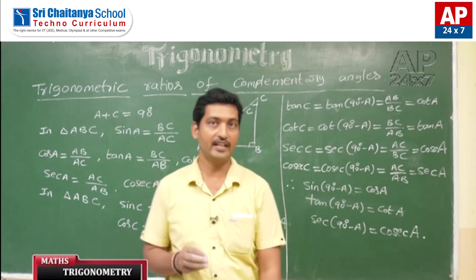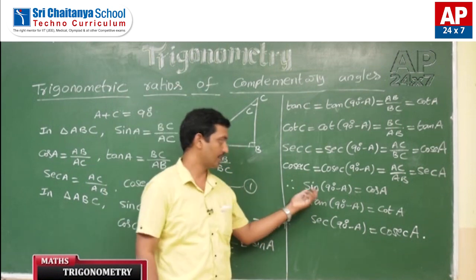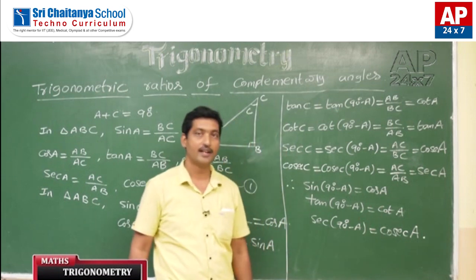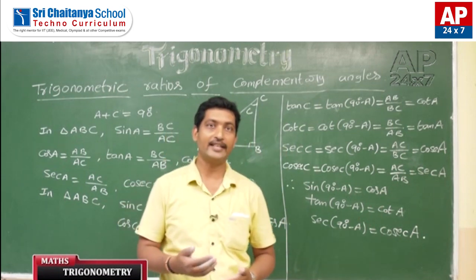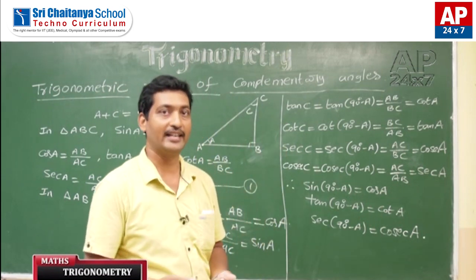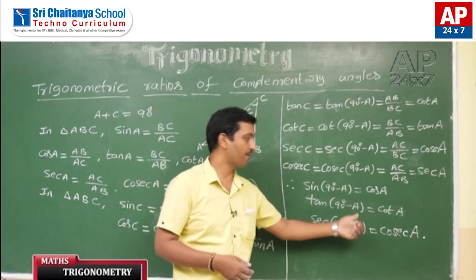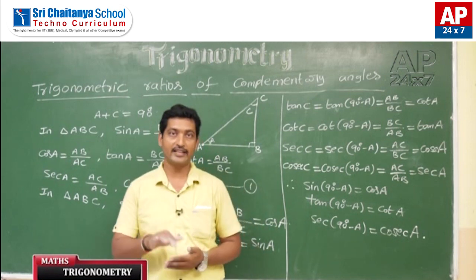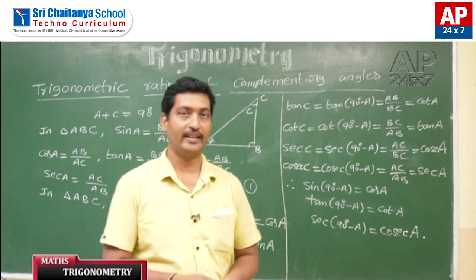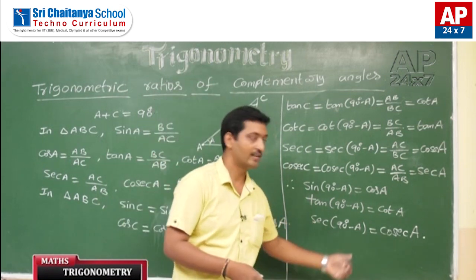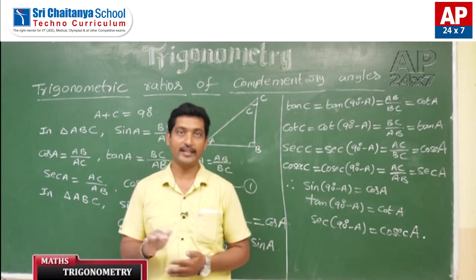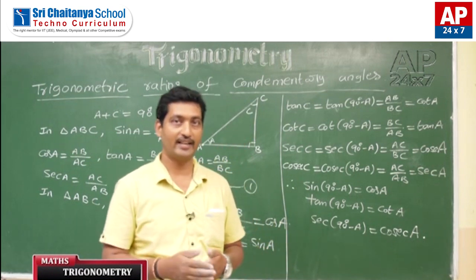Children, finally, what do you observe? Sin of 90 degrees minus A is equal to cos A. Similarly, cos of 90 degrees minus A is equal to sin A. And also, tan of 90 degrees minus A is equal to cot A. And cot of 90 degrees minus A is equal to tan A. And secant of 90 degrees minus A is equal to cosecant A. Cosecant of 90 degrees minus A is equal to secant A.